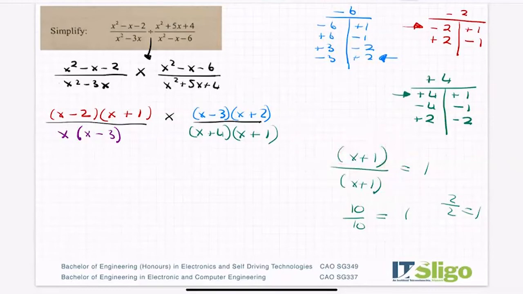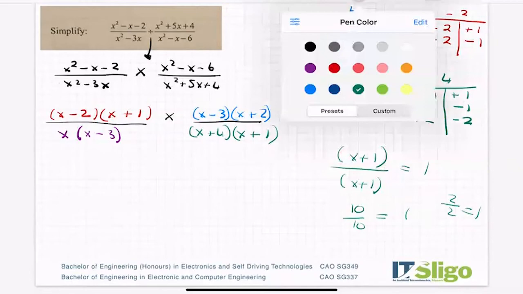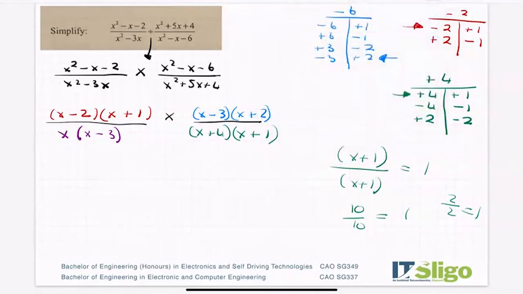Okay, so what cancels? Well, I have an x plus 1 there and an x plus 1 here. So I need one on the top, one on the bottom. I need an x minus 3 here and an x minus 3 here.